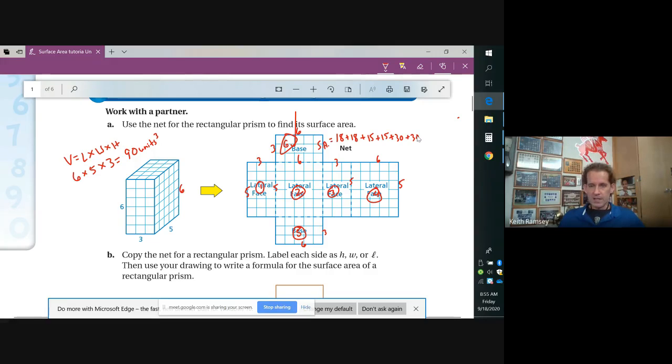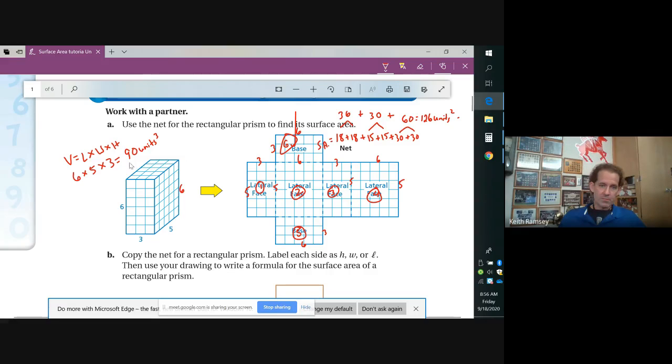So if you add all these together, you know 30 plus 30, let's put these together. This is going to be 60. And you know 15 plus 15, that's going to be 30. And you know 18 plus 18 is going to be 36. So if I add all of these together, I know 60 and 30 is going to be 90. 90 plus 36 is going to be 126. And I would label this units squared, okay? That's going to be your surface area.